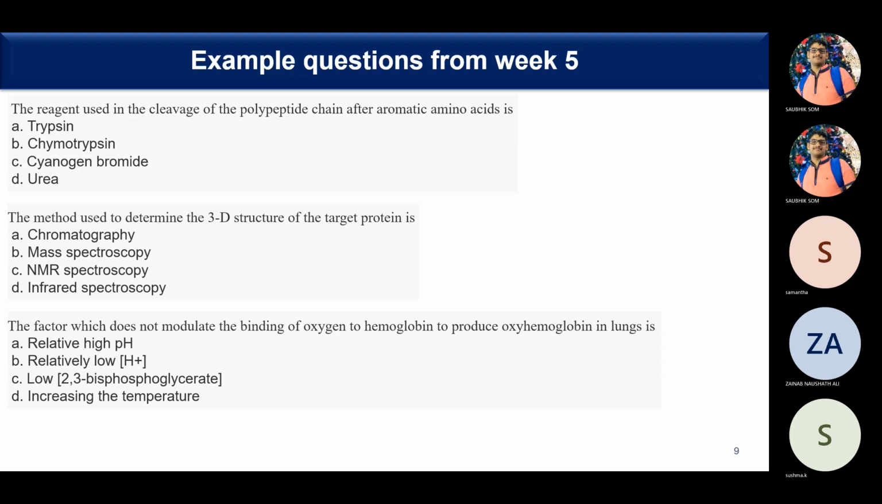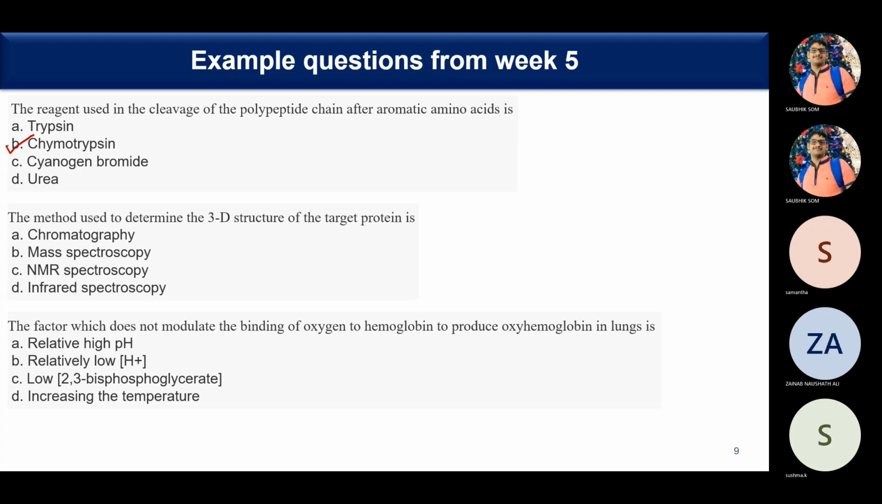The reagent used in the cleavage of polypeptide chains after aromatic amino acids is chymotrypsin, because there was a list in the course showing where the bonds have to be broken.